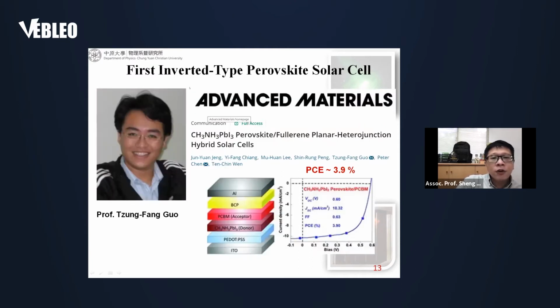And this is the first inverted type of perovskite solar cell. It was published by Professor Guo. Okay, they published this paper in Advanced Materials.